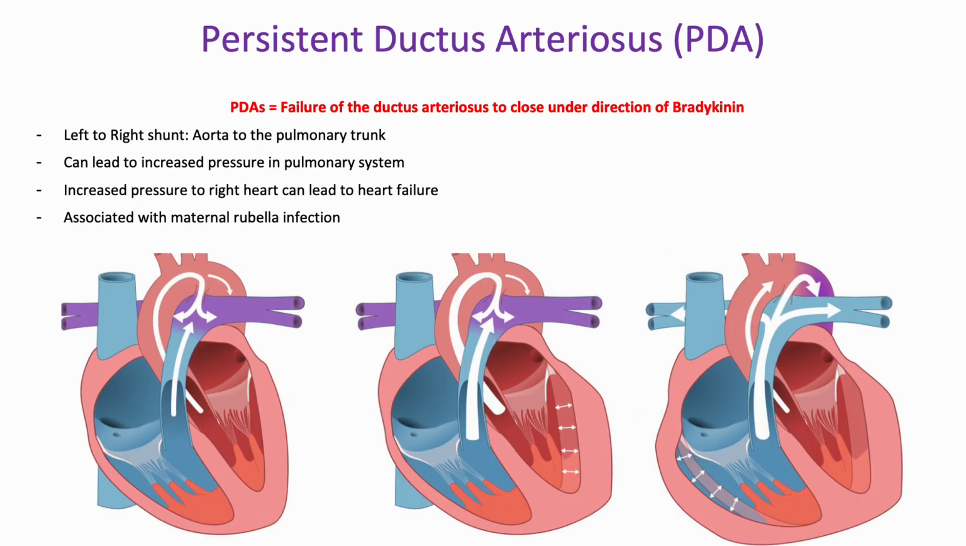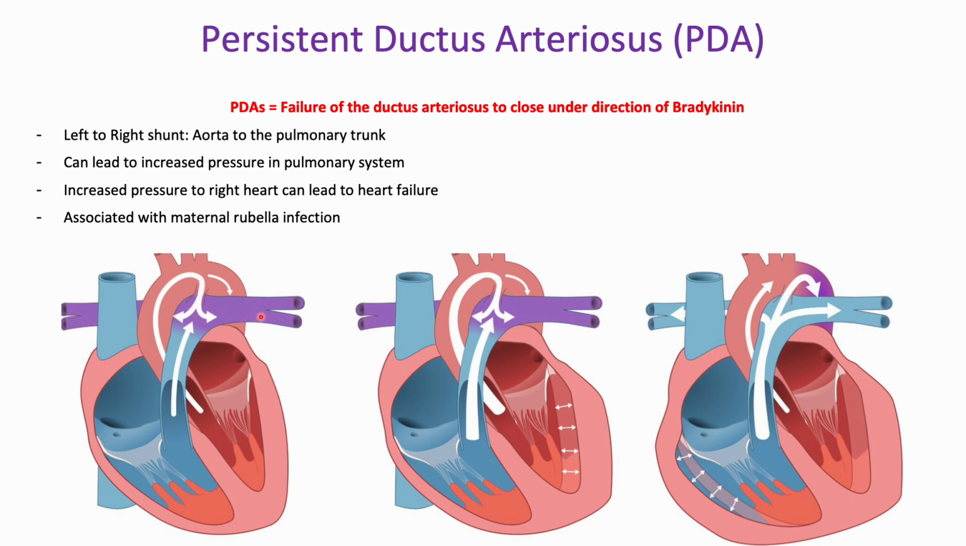Next up, we have the persistent ductus arteriosus. So again, we talked about the ductus arteriosus connecting the pulmonary system with the aorta, and this makes sense in development, but it doesn't make sense once you're born. So this is failure of the ductus arteriosus to close, and again, that should be happening under the direction of bradykinin. When this doesn't happen, we're going to get left to right shunting, and the reason for this is because we're going to get the aorta, which is a high pressure system, sending blood into the pulmonary trunk. Okay, so it sends blood into the pulmonary trunk here, so it's not getting out into circulation, but now you've got this oxygenated blood going to the lungs.